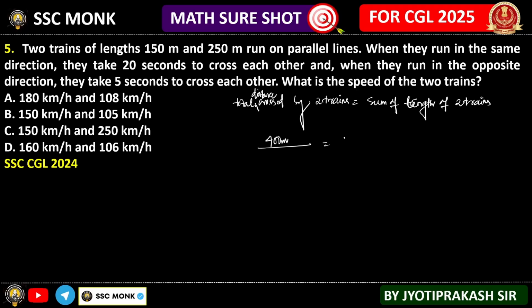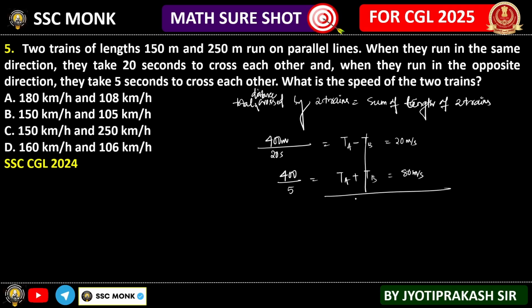They are, let's say, train A minus train B. This is the relative speed. So distance divided by time, that is equal to 20 seconds, which can be written as 20 meter per second. Yes or no? Yes. Now when they run opposite to each other, that means 400 divided by time 5 second is equal to TA plus TB. Yes or no? Yes. That is equal to what? Sir, 400 by 5 is equal to 80 meter per second.